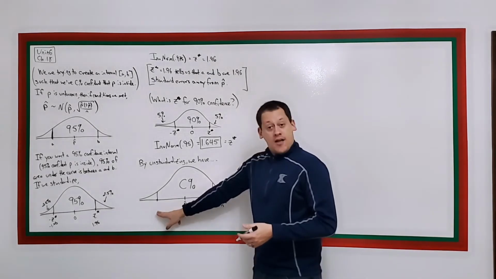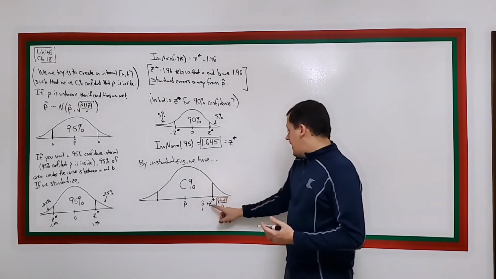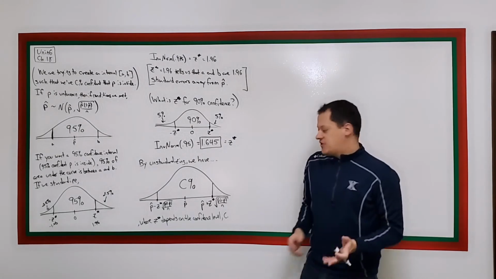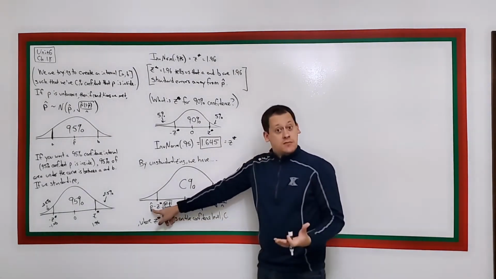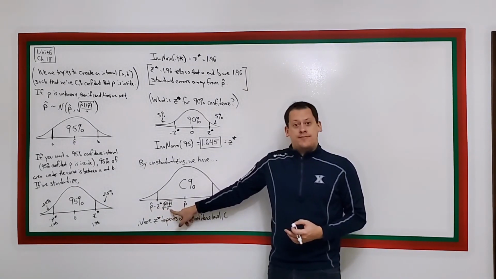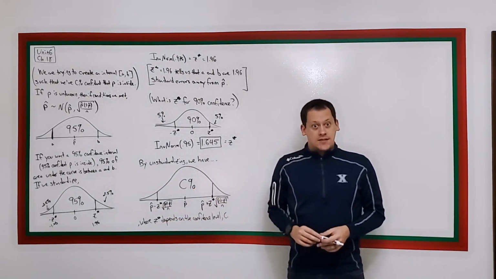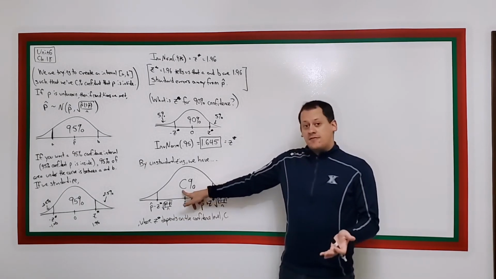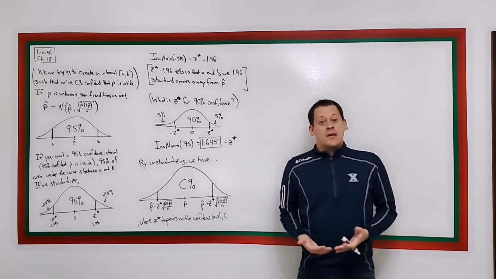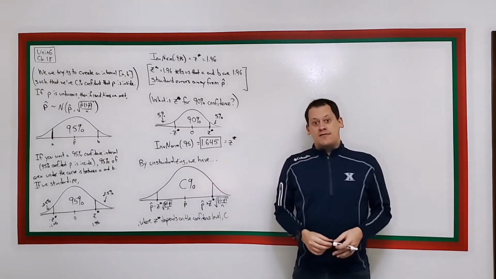Okay, the lower value of our interval is going to be the same as the upper one, except instead of adding z star standard errors, we're subtracting them. So we have here p hat, the sample proportion, minus z star times the standard error. And again, the z star value depends on whatever the confidence level is. If C is 95, then for a 95% confidence interval, z star is going to be 1.96. If C is 90%, then z star is going to be 1.645.